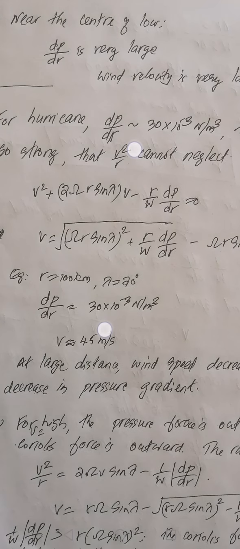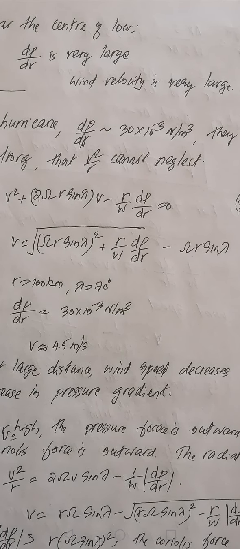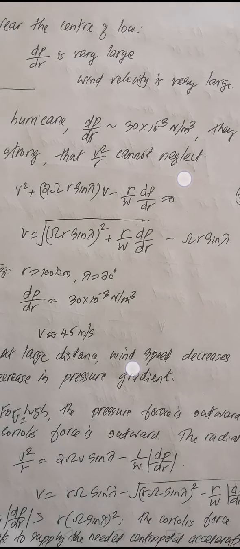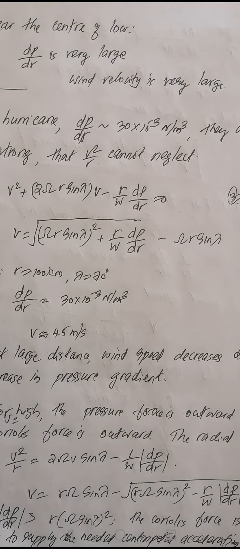So what you are getting is v square plus 2 omega r sin lambda into v minus r by w dp by dr is equal to 0. That is a quadratic equation. You can solve it by using your normal methods. Then you are getting v is equal to square root of (omega r sin lambda) whole square plus r by w dp by dr, minus omega r sin lambda. There will be two values, I am taking the positive one.